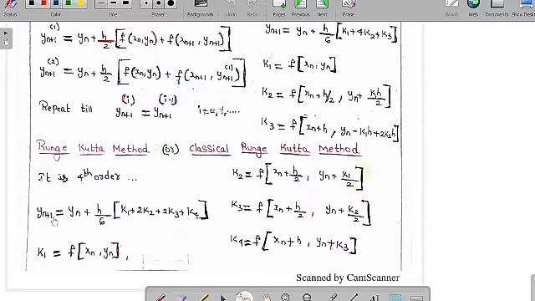So k1 is equal to f of xn comma yn, whereas k2 is equal to f of xn plus h by 2 comma yn plus k1 by 2, and k3 is equal to f of xn plus h by 2 comma yn plus k2 by 2, and similarly k4 is equal to f of xn plus h comma yn plus k3. So with the help of these constants, if you know the value of k1, k2, k3, k4, substitute in this equation and do the simplification, then you are going to get the exact value of yn plus 1 for a particular value of x of n plus 1.